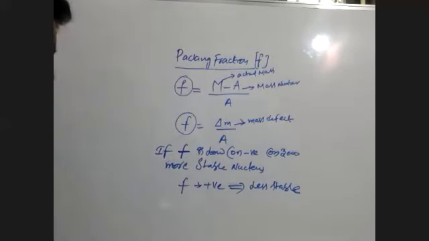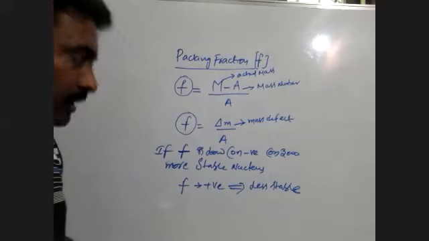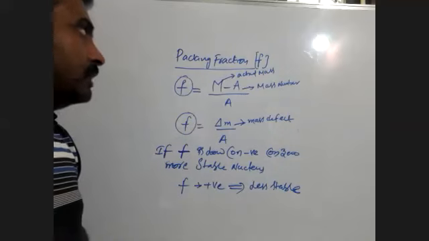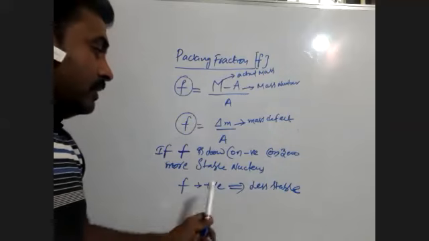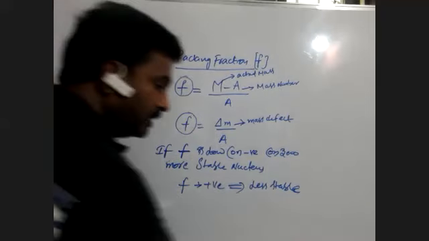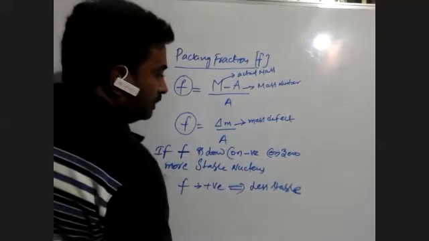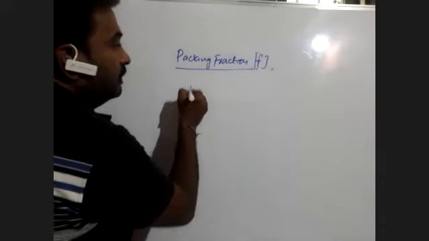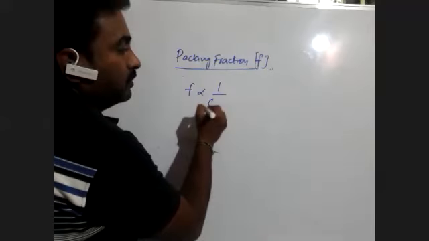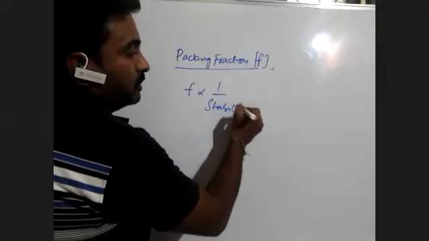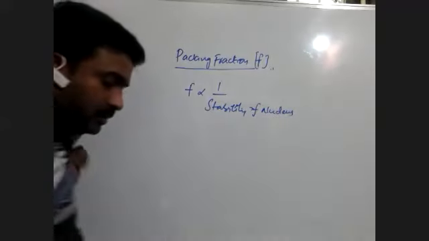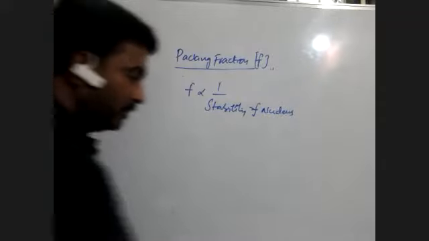So this is the significance of packing fraction. Packing fraction can be calculated in two ways, first formula and second formula. If F is low, it is highly stable. If F is high, stability will be less. So packing fraction is inversely proportional to stability of the nucleus. What is the conclusion? Packing fraction F is inversely proportional to stability of the nucleus. This is what packing fraction is.